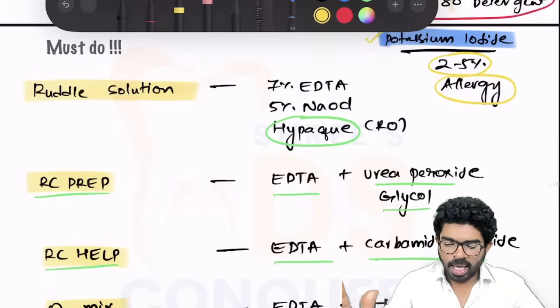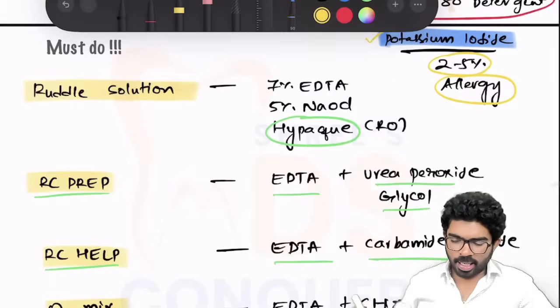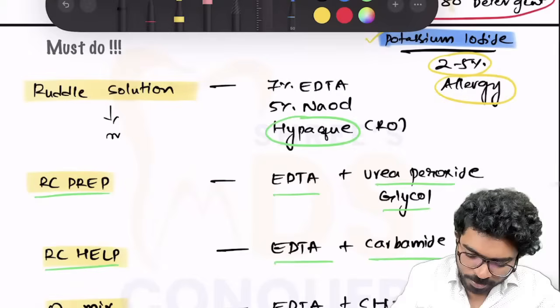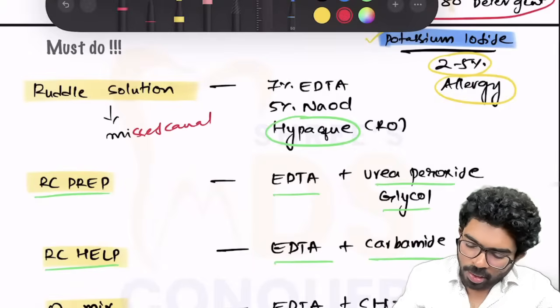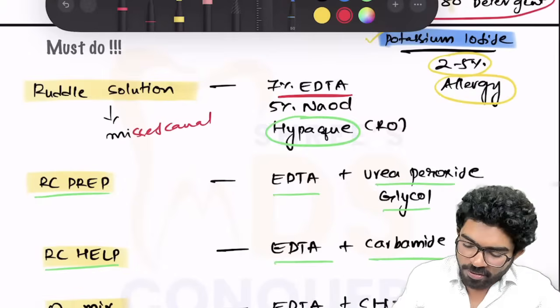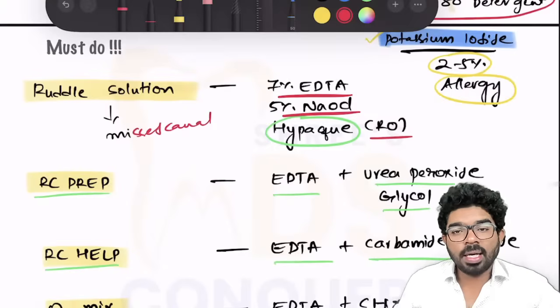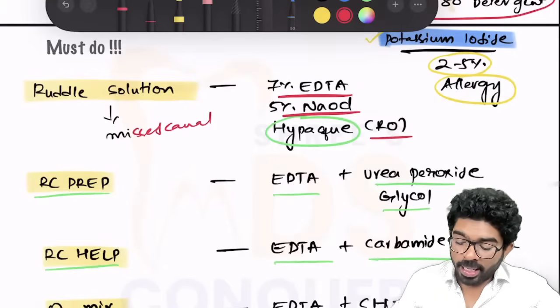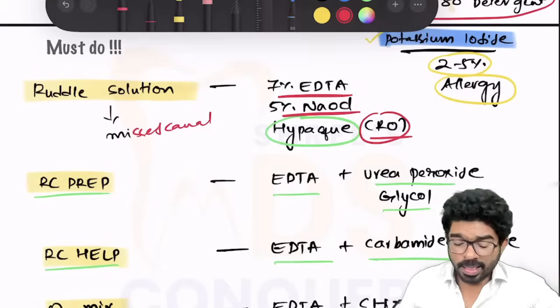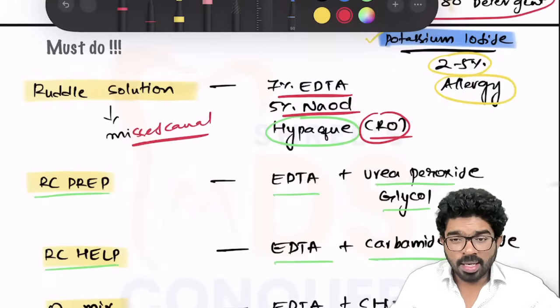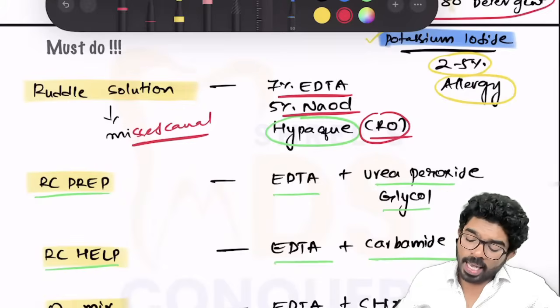Another important thing is Riddle solution. Riddle solution is one more type of solution useful for missed canals, where you have 17% EDTA, 5% NaOCl, and a radiopaque material called Hypaque. This radiopaque material helps in diagnosing the missed canals. After using this solution, I take a radiograph, and the radiopaque material helps in detecting the missed canals.